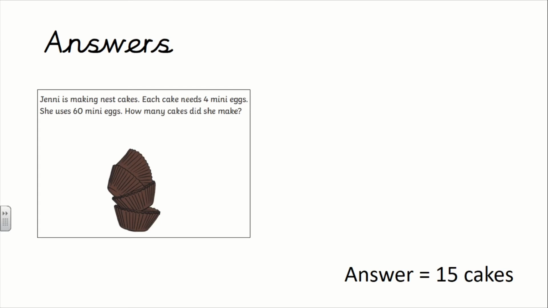For the next one, Jenny is making nest cakes. So each cake needs 4 mini eggs. She uses 60 mini eggs. How many cakes did she make? Well, the answer is 15 cakes.